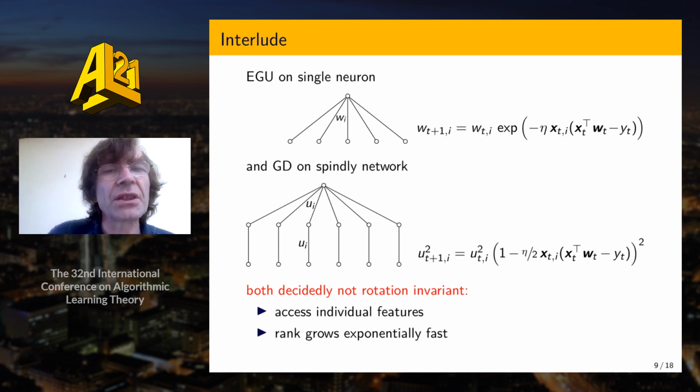Why? They access individual features. You see, the factor relies on the individual feature. Okay, so that's the exponentiated gradient algorithm unnormalized. This is the spindly network which simulates it. I did it in terms of squares because it's the combined weight. And this factor here, if you square it, you get 1 minus eta gradient, which approximates, of course, the exponential. So you immediately see the relationship. So these are not rotation invariant because they access individual features. The rank of the combined weight space grows exponentially fast.